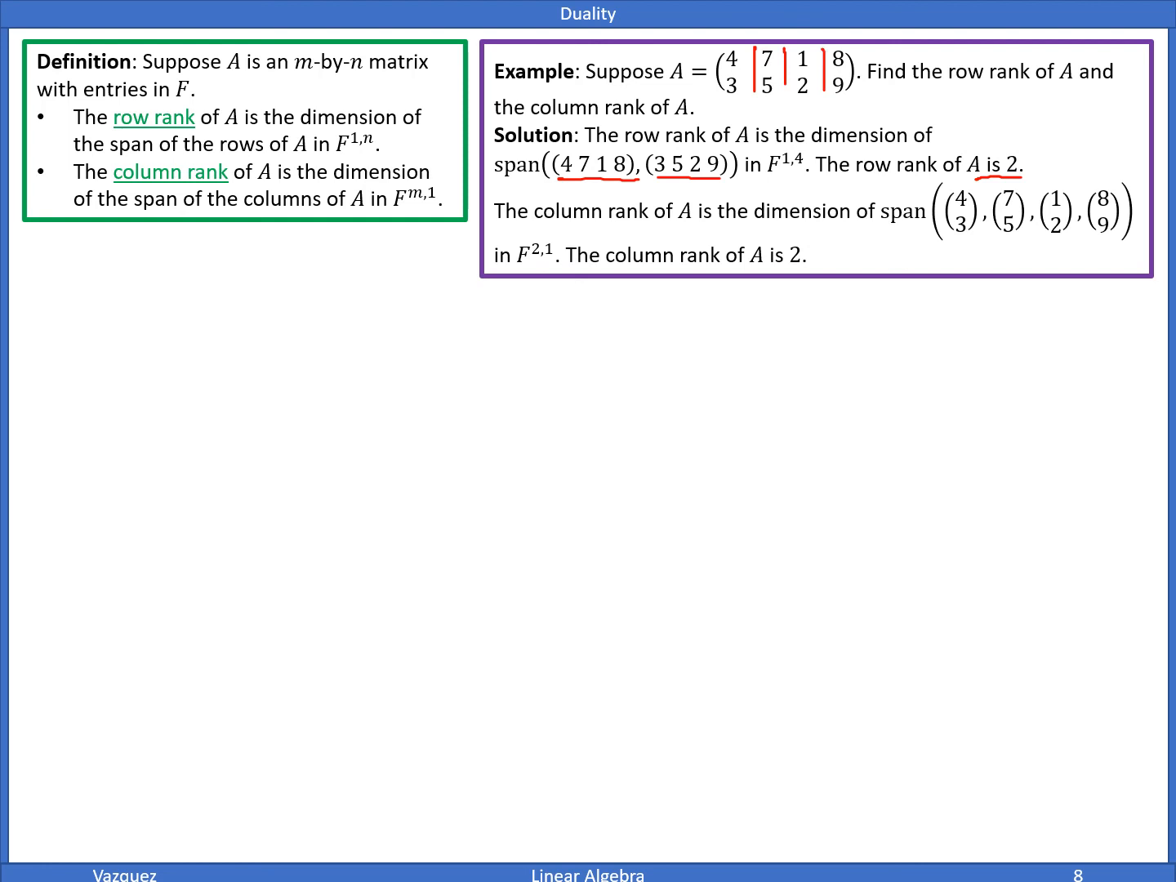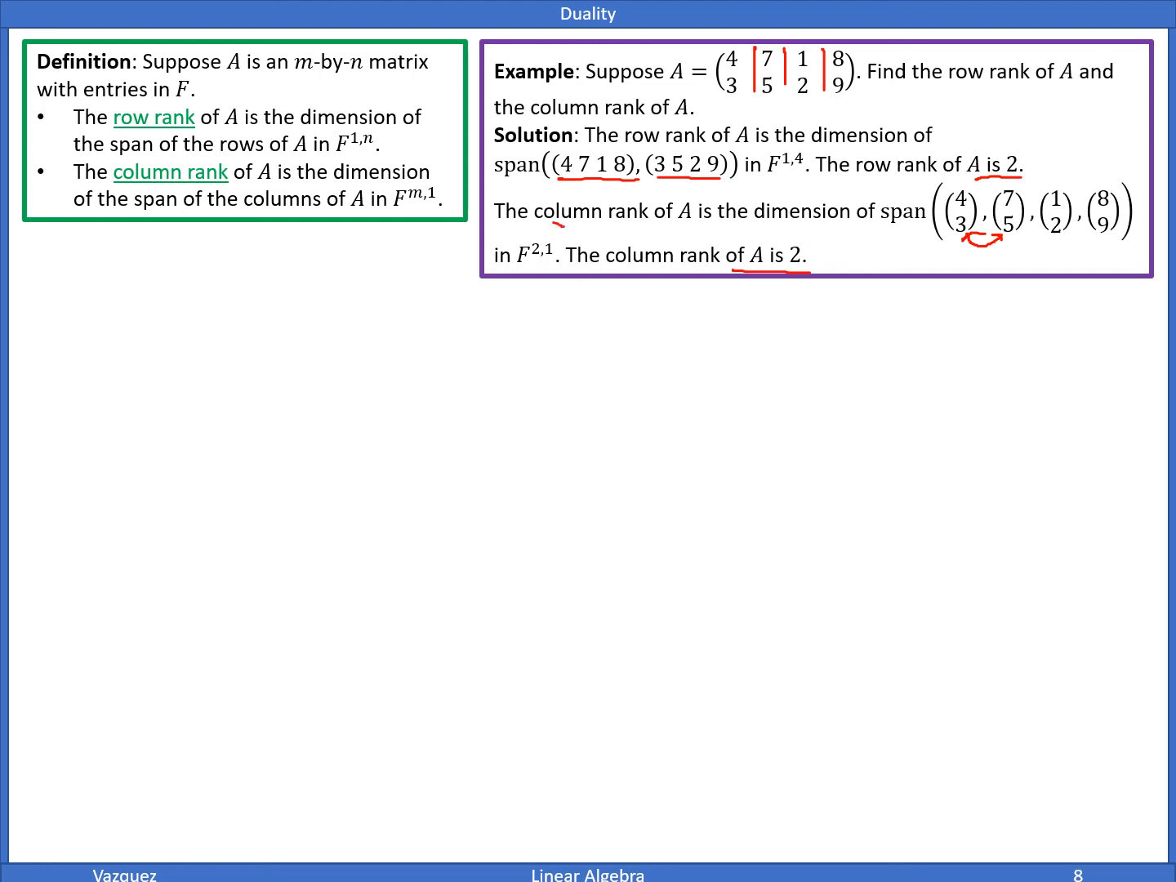So we have all those four vectors now. And these two, well, we can see that those aren't linear scalar multiples of each other. So the column rank of A is 2. Now, why is it 2? Why isn't it 4, if we have 4 vectors?